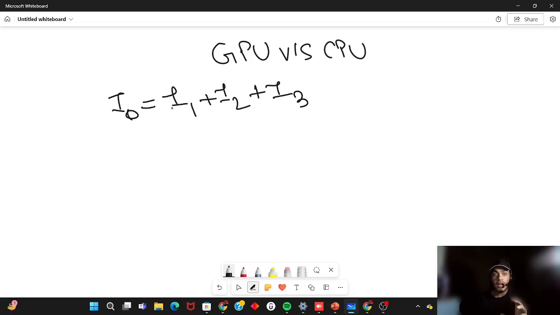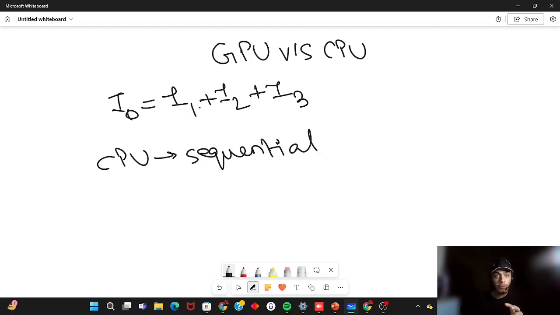Now, let's say I am an engineer and I want to perform this particular calculation with the help of a CPU. Now, if I go with a CPU, the CPU performs calculation in a sequential manner. All right. So what I mean by sequential manner is the CPU would first of all compute the value of I1, then it would compute the value of I2. Then after computing the value of I2, it would compute the value of I3. And after it has computed firstly the value of I1, secondly the value of I2, thirdly the value of I3, it is going to add all of these values and then give you the value of I0.